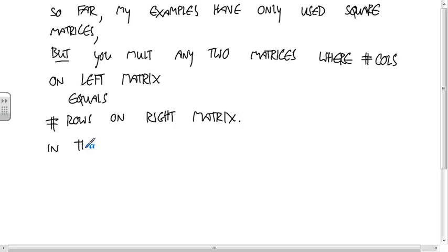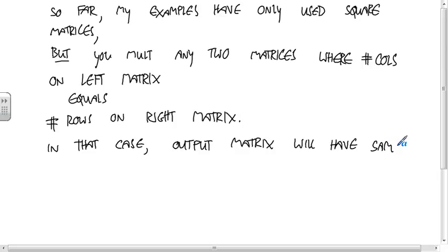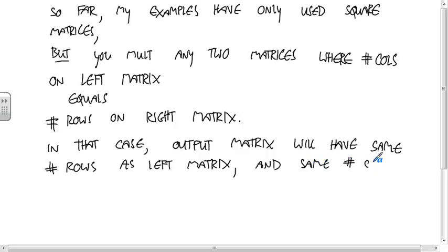In that case, the output matrix, the result, will have the same number of rows as the left matrix, and the same number of columns as the right matrix.